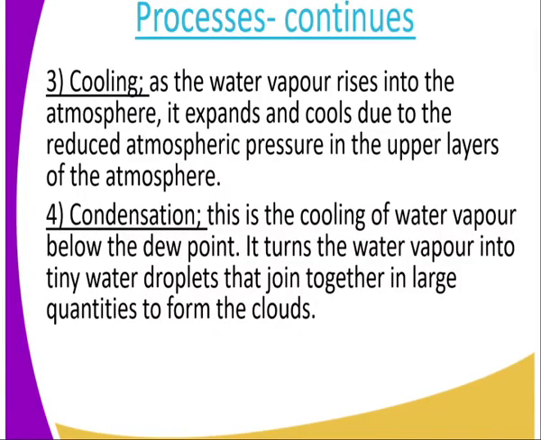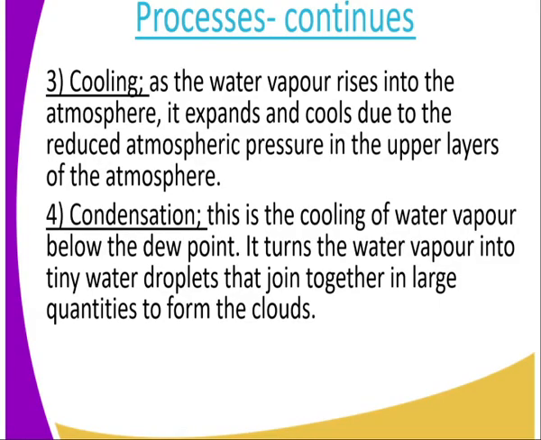We go to the third one, the cooling process. As the water vapor rises, we have 2 ways in which water gets to the atmosphere: transpiration and evaporation. Now when it gets to the atmosphere, as it rises up, it expands and cools due to the reduced atmospheric pressure in the upper layers of the atmosphere. So cooling starts taking place.